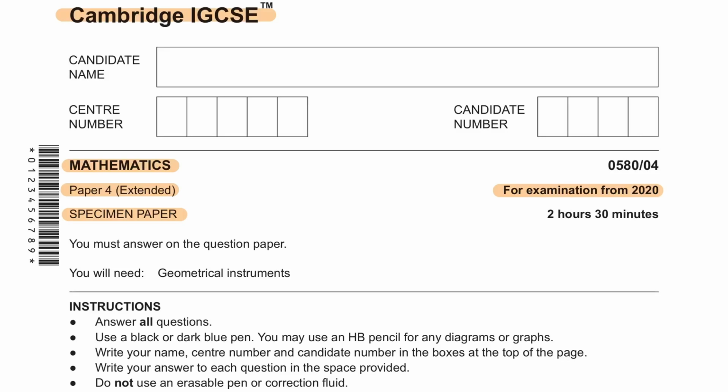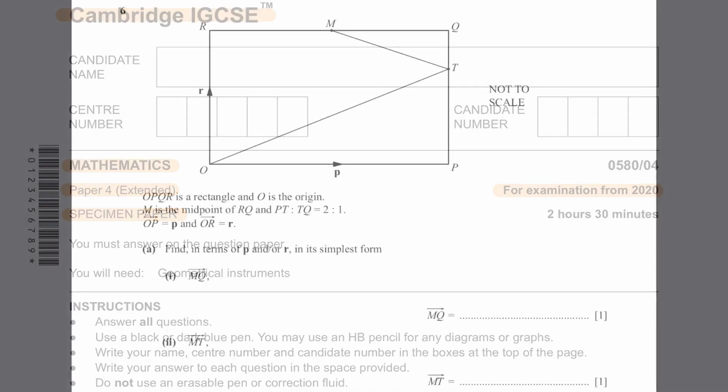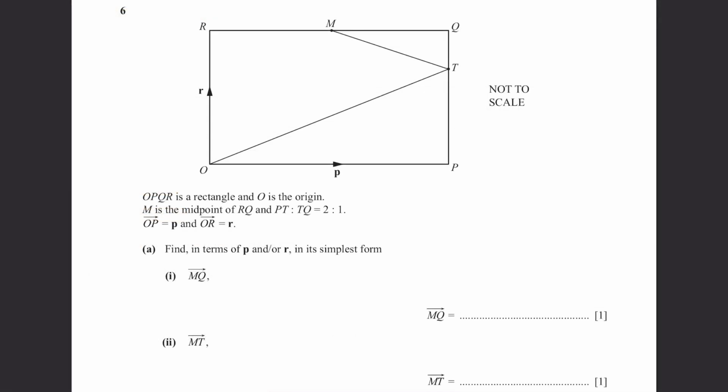This is Cambridge IGCSE Math Specimen 2020 Paper 4 from question 6 to 11. OPQR is a rectangle and O is the origin. M is the midpoint of RQ and PT to TQ is 2:1. So if we label it, this is 2 and this is 1. OP vector is small letter p and OR vector is small letter r.